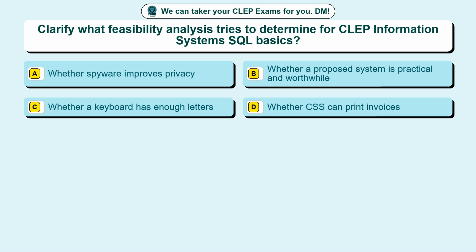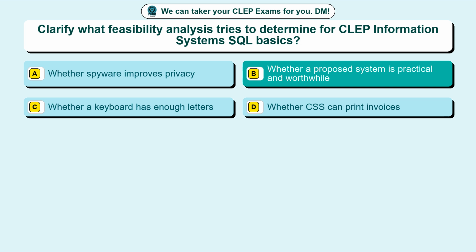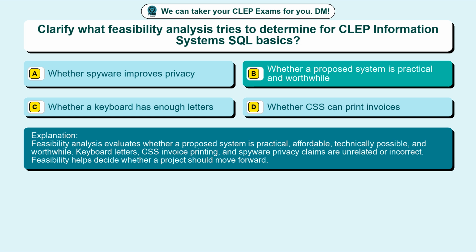Question 65. Clarify what feasibility analysis tries to determine for CLEP Information Systems SQL Basics. Option A. Whether spyware improves privacy. Option B. Whether a proposed system is practical and worthwhile. Option C. Whether a keyboard has enough letters. Option D. Whether CSS can print invoices. The correct answer is option B. Whether a proposed system is practical and worthwhile. Feasibility analysis evaluates whether a proposed system is practical, affordable, technically possible, and worthwhile. Keyboard letters, CSS invoice printing, and spyware privacy claims are unrelated or incorrect. Feasibility helps decide whether a project should move forward.